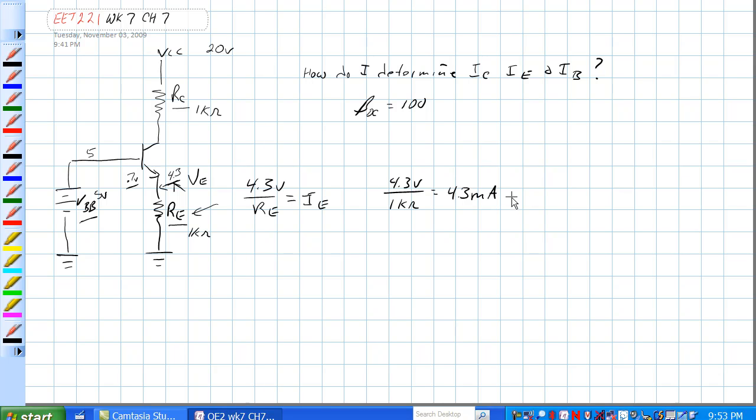Okay, so we have 4.3 milliamps through here, through the emitter resistor. That means we have about 4.3 also on the collector resistor. 1%, since the beta DC is 100, 1% of the current will go this way, and 99% will go this way.